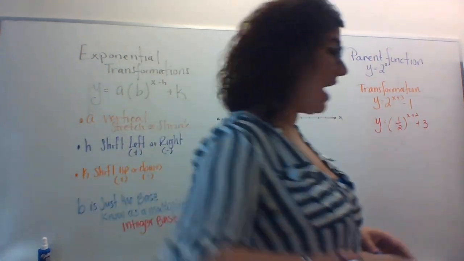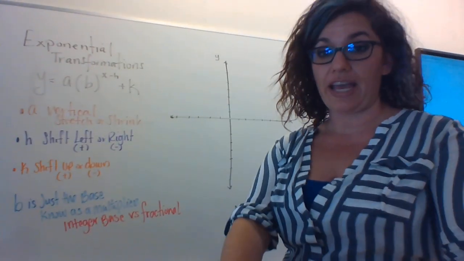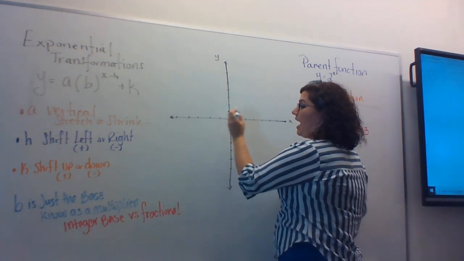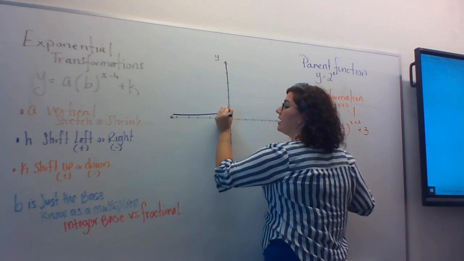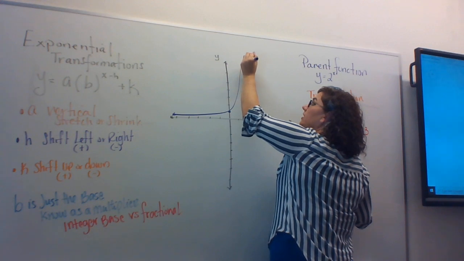What is it supposed to look like? Well, I have the parent function that is supposed to look like it goes through the y-intercept at 0, 1. I know that it's going to hug the x-axis, and then it's going to shoot up. This is my parent function.